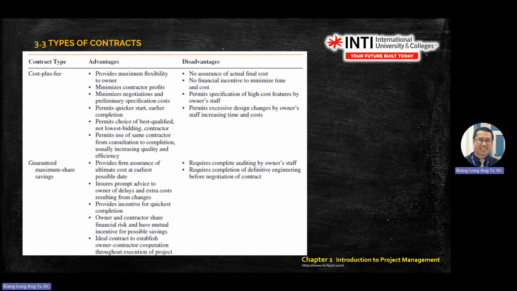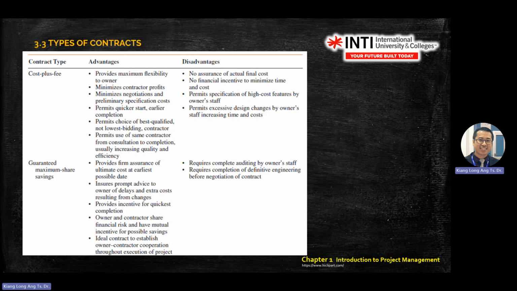So cost plus fee, what are the advantages? The advantages, you read. You don't need to memorize all, at least 3 from each of the contract. For example, the question will ask you, elaborate on the advantages and the disadvantages of cost plus fee contract type. You don't need to give me all. Here got 1, 2, 3, 4, 5, 6. You memorize 3. Here also you memorize 3.